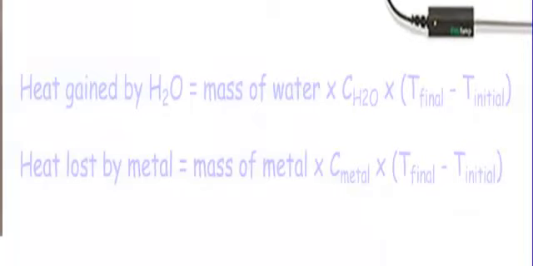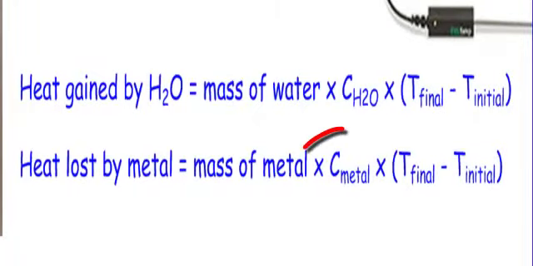And through some easy equations we've learned in class, we're going to be able to find out the specific heat of the metal, and we're going to be able to possibly even identify our unknown.